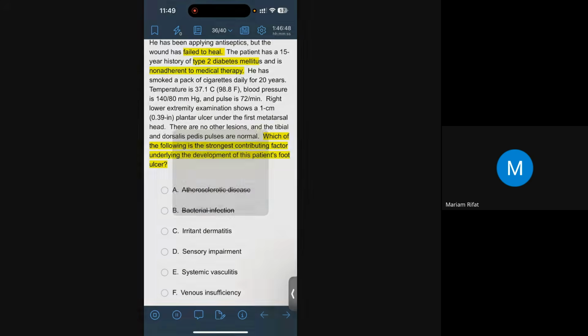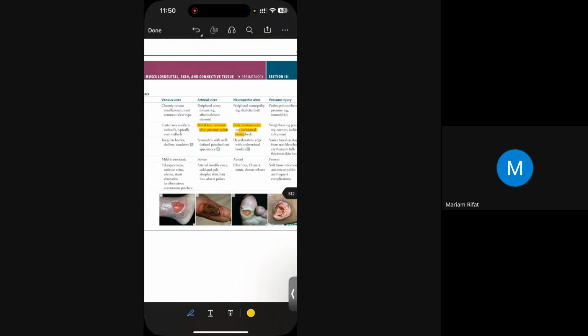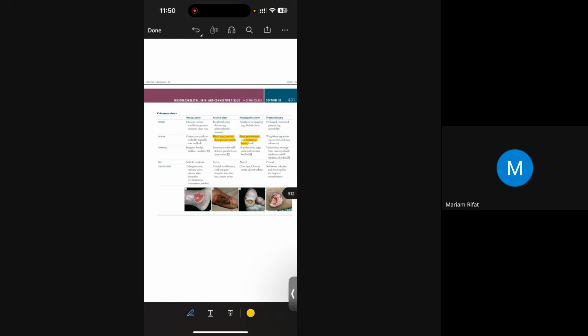Okay, in the question, see the location. First metatarsal head. And what type of ulcer develops at the first metatarsal head? Neuropathic ulcers. And they're going to be absent of pain. In an arterial ulcer, the pain is going to be very severe. And the venous ulcer develops in the gaiter area, and the pressure injury usually at the sacrum, ischium, and calcaneus.